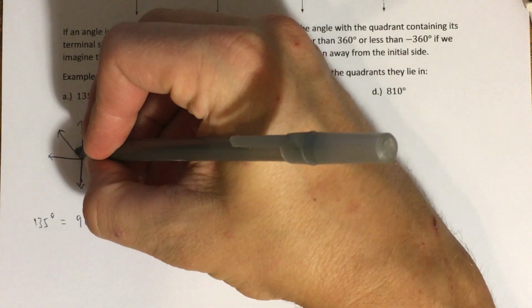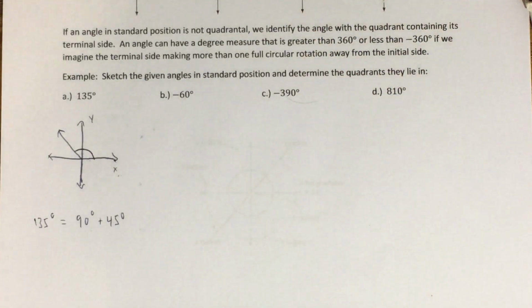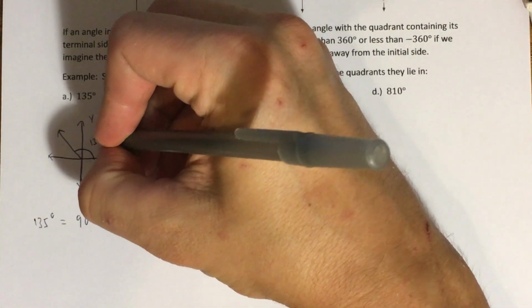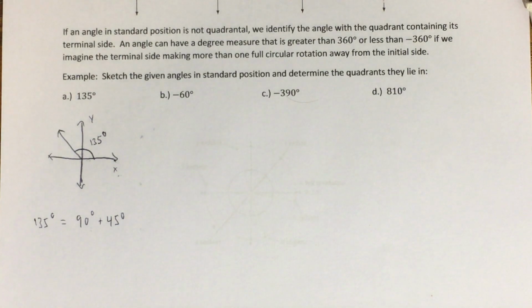Now to make sure I'm labeling things, I'm going to use this little curve to denote that angle, and I'm going to also write in that it's 135 degrees.